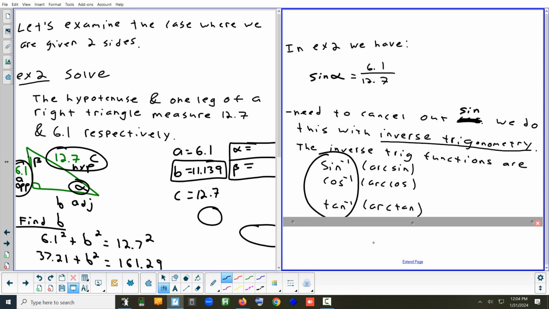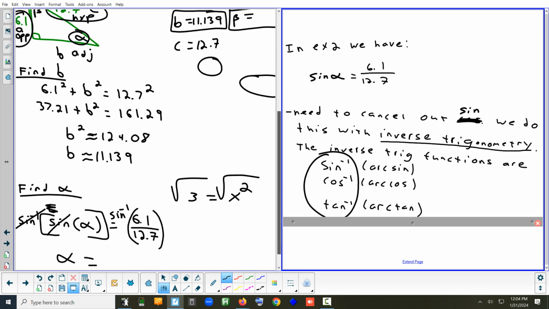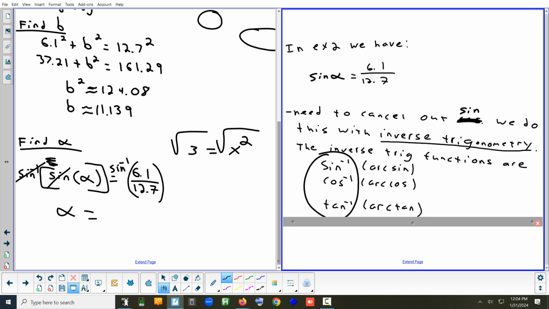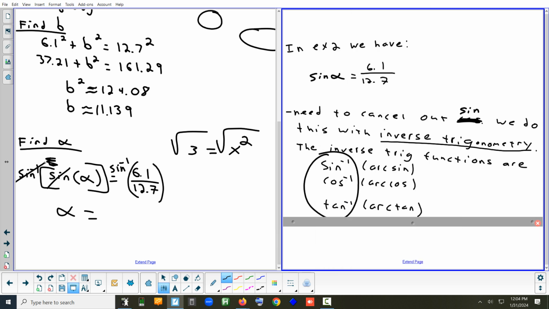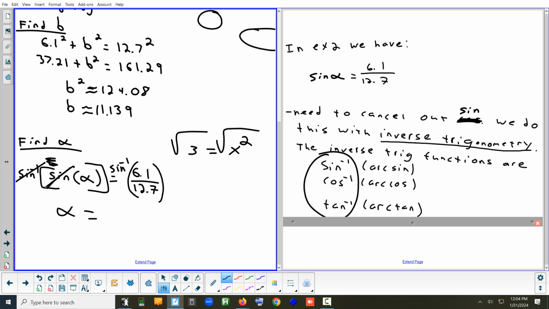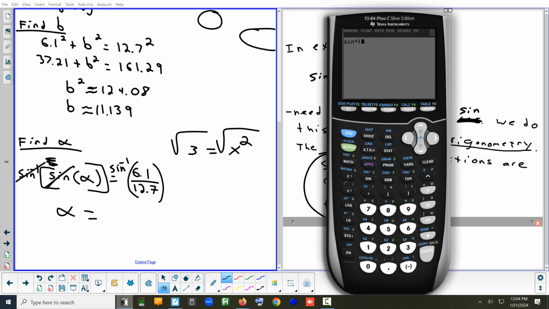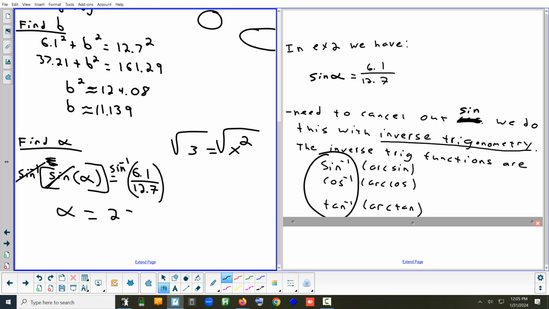Okay, so to finish up that last problem where we're finding the angle, we were just about to take the inverse sine on both sides. Inverse sine and regular sine cancel each other out. And now on the right, we have to do the inverse sine of 6.1 over 12.7. So that gives me an angle of 28.706. And don't forget your degree symbol.